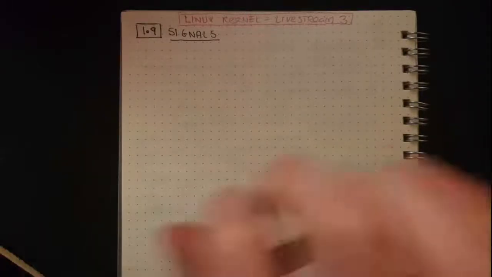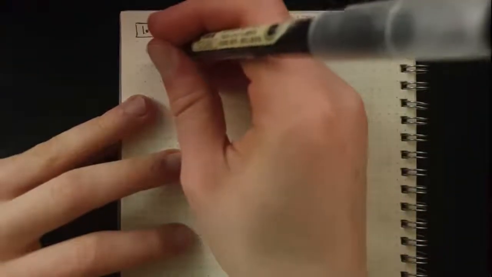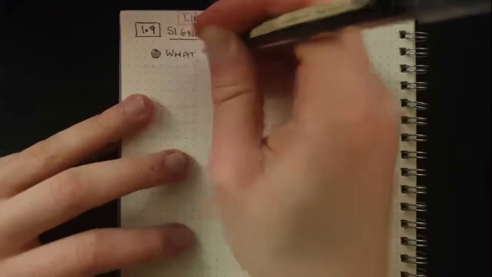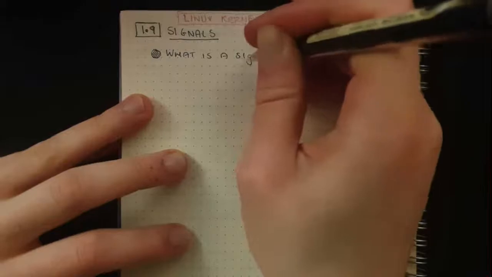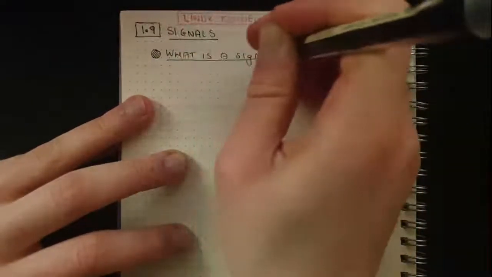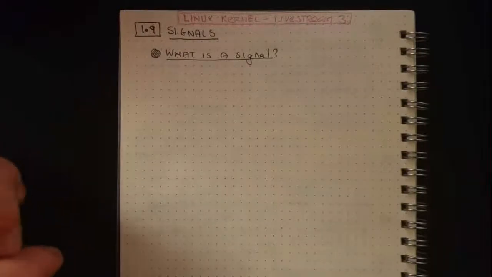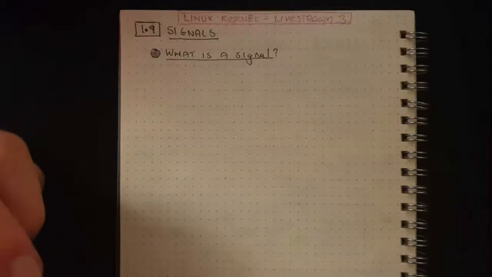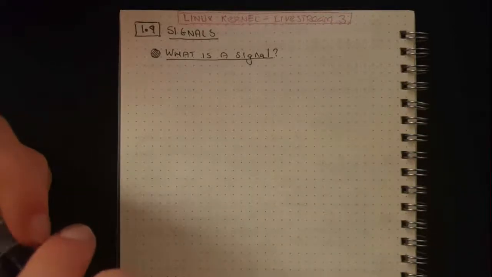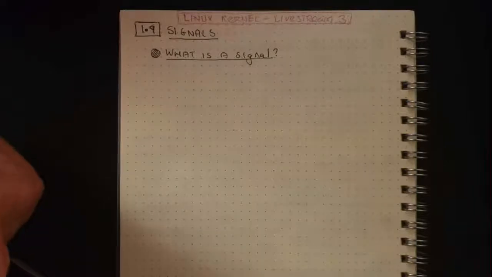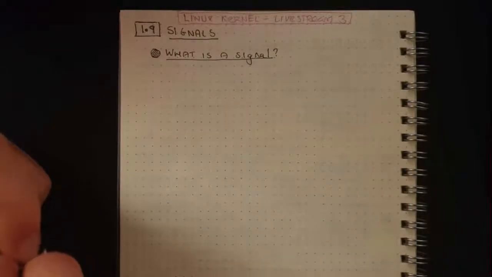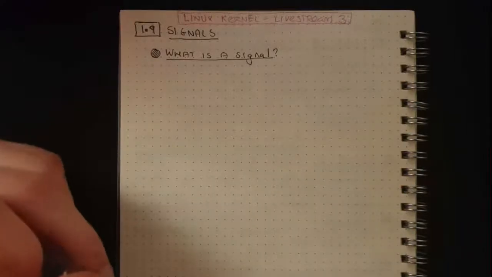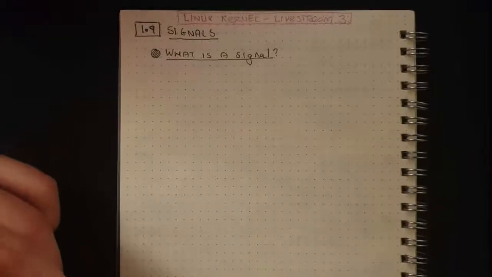So, what is a signal? In the Linux kernel, a signal is a technique that you use to let a process know that something happened. So, for example, a common signal is when you press Ctrl C in the terminal, it sends a signal saying, hey, you should probably stop now.